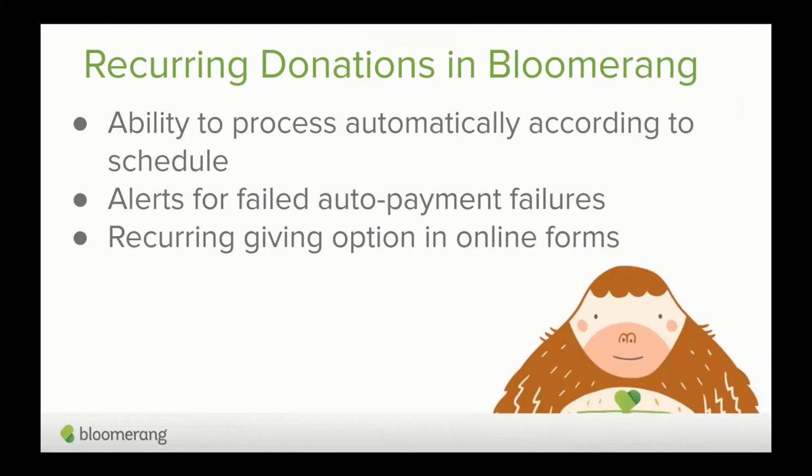So in Bloomerang, we have the ability to process automatically according to their schedule. We can also alert for failed auto pay failures. So I'll show you that in a second. And then we have a recurring giving option on online forms. And like I just showed you, you can build really cool impact pieces to say thank you through emails, letters, all of that in Bloomerang.